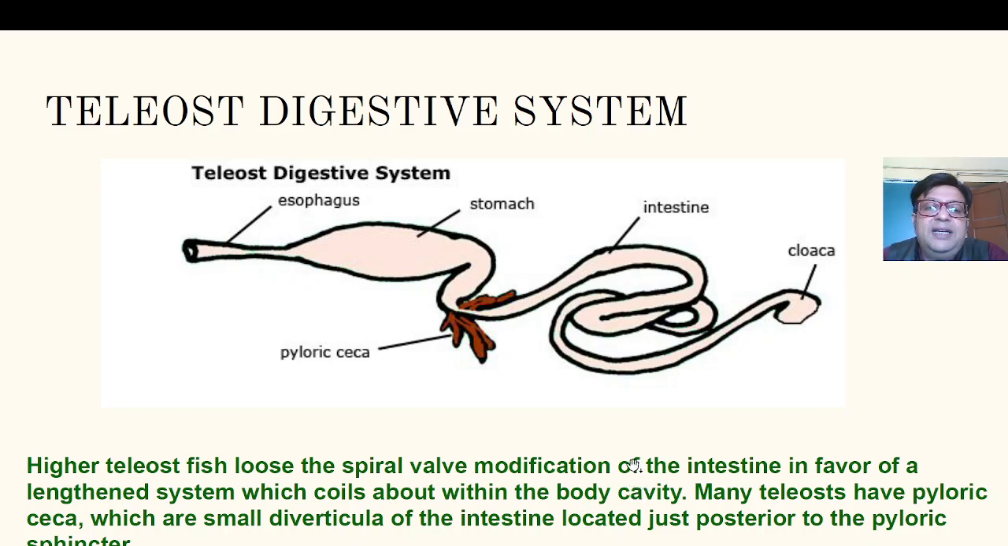Okay, so the stomach divides, and the pyloric stomach has a region known as pyloric ceca, which acts almost like a liver. A small diverticula of the intestine located just posterior to the pyloric sphincter, and that leads to an intestine which is coiled. So the pyloric ceca is doing the work of the liver. Similar.